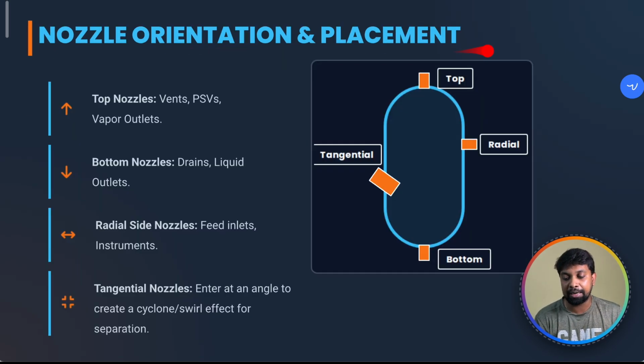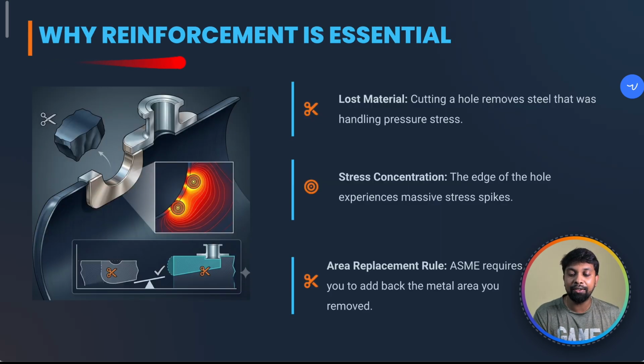Nozzle orientation and placing: mostly you can see the nozzle will be placed on the top of the pressure vessel, the side, the bottom, and also tangentially most of the time. You can also see nozzles located at this place. When a nozzle is located here, it is called a hillside nozzle. It is not a radial nozzle. A nozzle won't connect like this; a nozzle will connect like this, in a direct straight line. Those kinds of nozzles are called hillside nozzles, and nozzles connected like these are called radial nozzles.